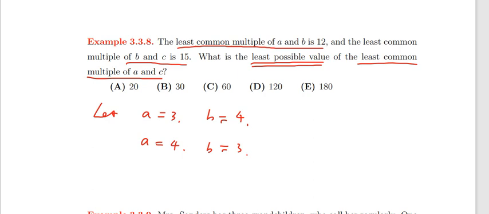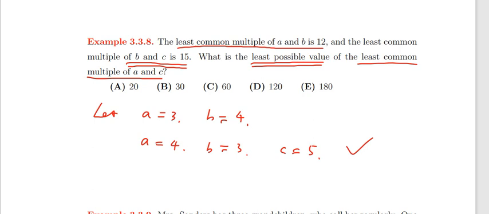Okay, so because B and C, their multiple is 15, so we put C equal 5. So we just use this way. If there are 3 numbers like this, I think those numbers are smallest: A equals 4, B equals 3, C equals 5. Then those numbers satisfy the condition, right?